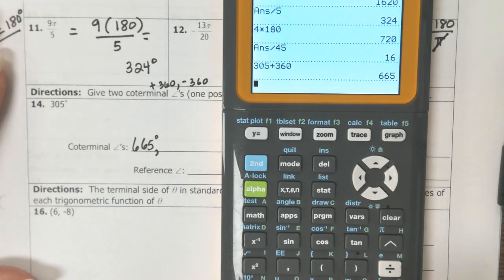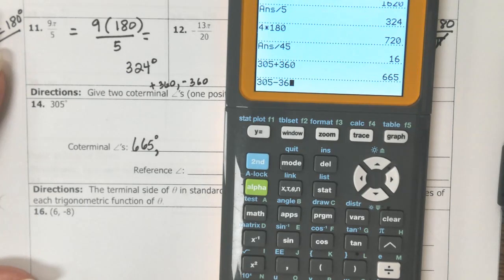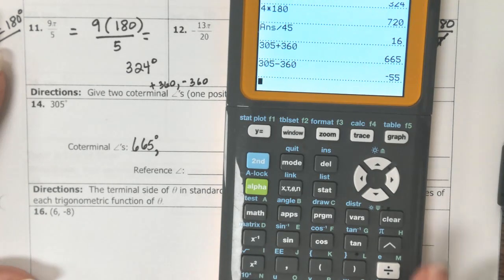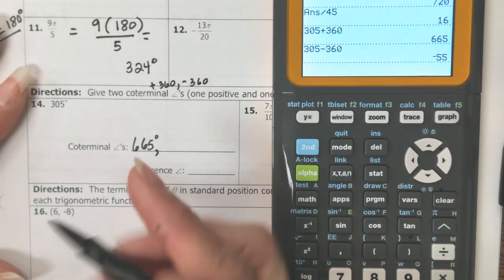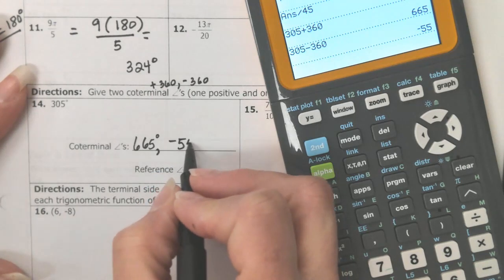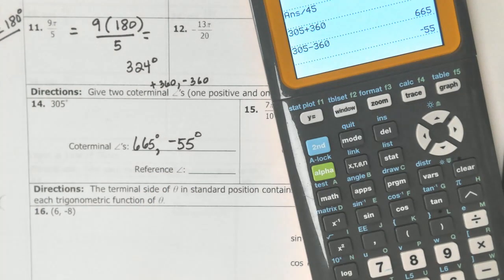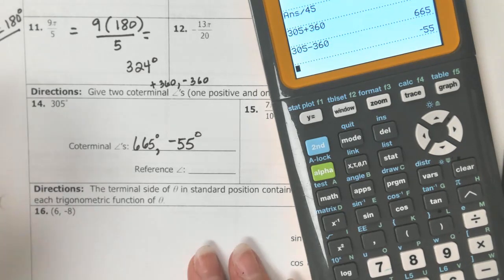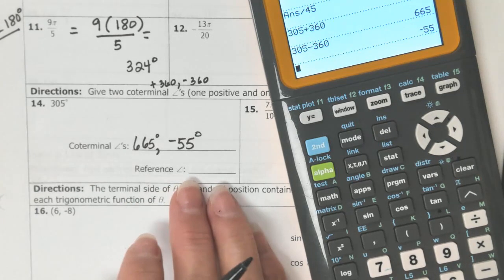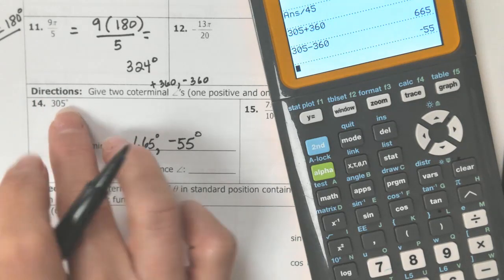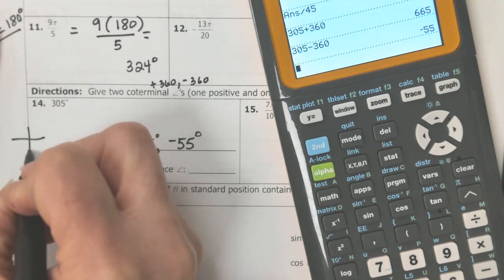I could have taken the 305 and subtracted 360. And that gives a negative answer. And we can keep on, if we need more of them, keep adding 360 or keep subtracting 360, and you'll get your answer.